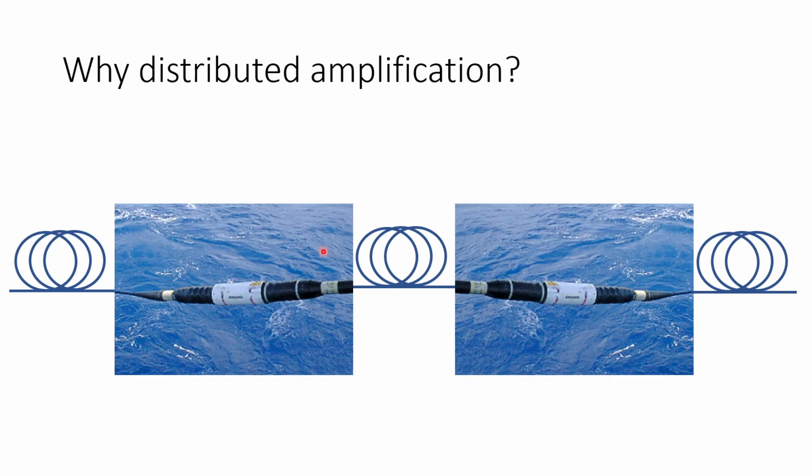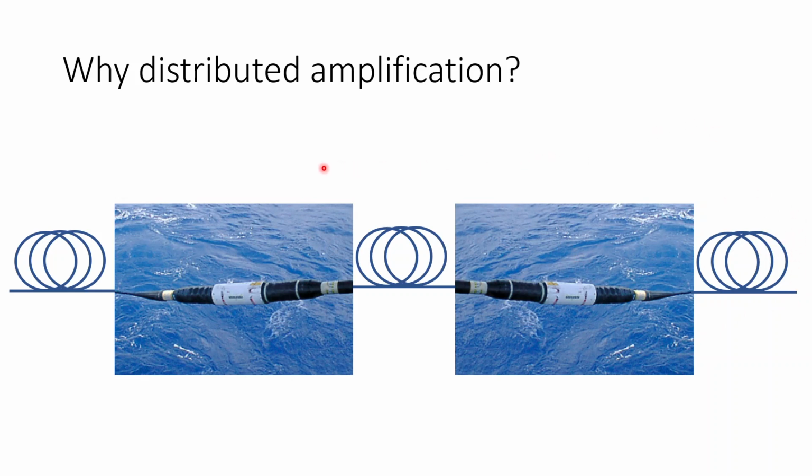So if you look at a typical undersea fiber optic cable, you'll notice that it consists of a very long fiber span, typically around 100 kilometers, followed by an amplifier, followed by another span, followed by another amplifier, followed by another span until you reach the other continent you're trying to communicate with.